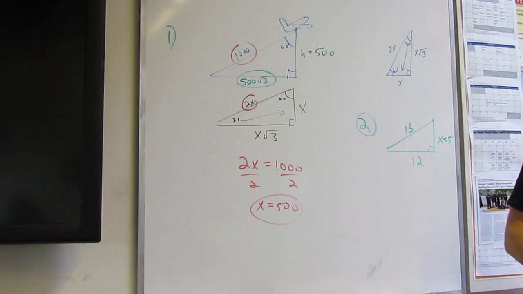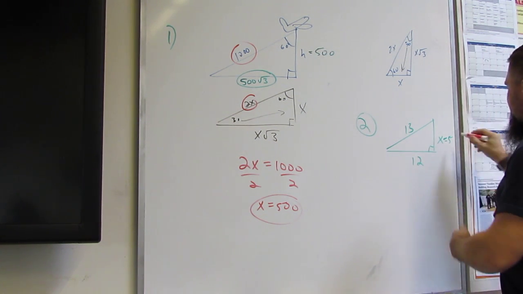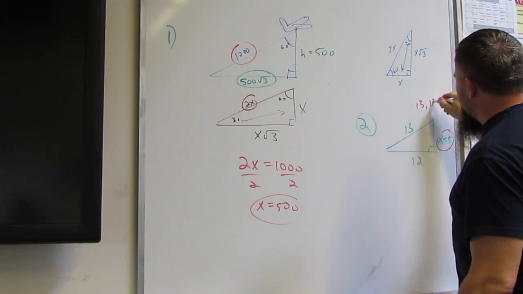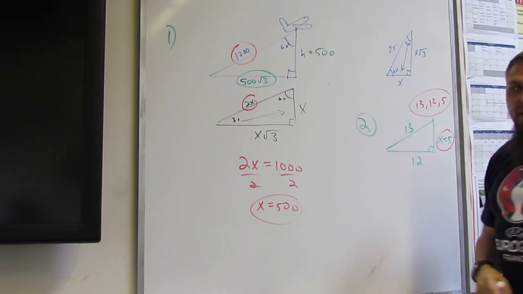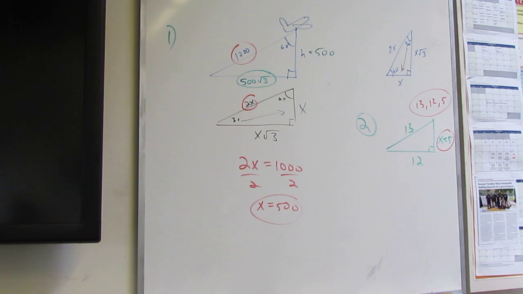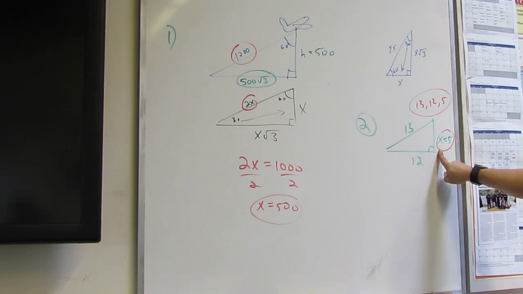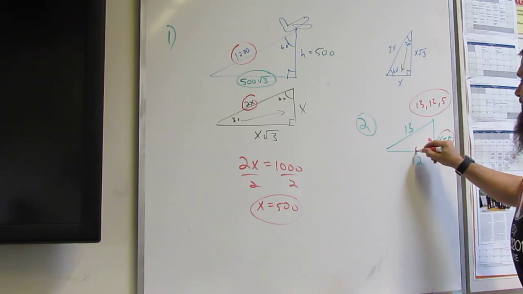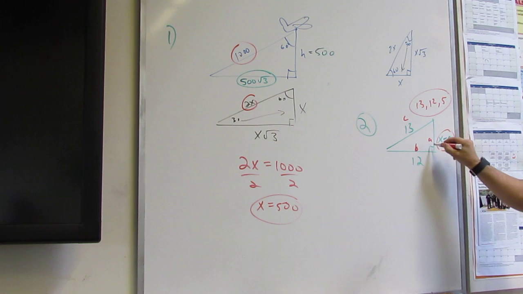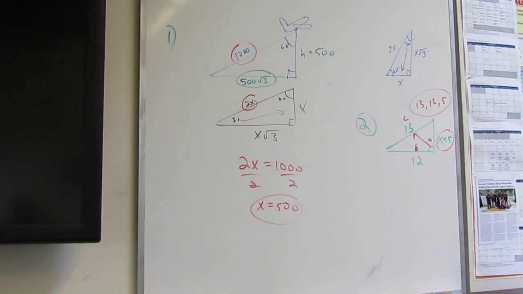But what if I make it harder? If you don't know what x is, if you don't know that there's a 13, 12, 5 triangle, a Pythagorean triple, like a 3, 4, 5 triangle, then how would you figure this out? A squared plus b squared. A, B, and C. C is the hypotenuse, across from the 90 degree, right?